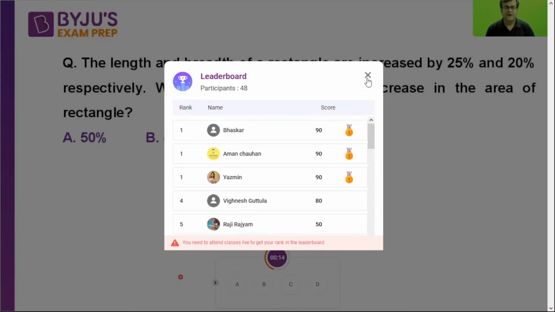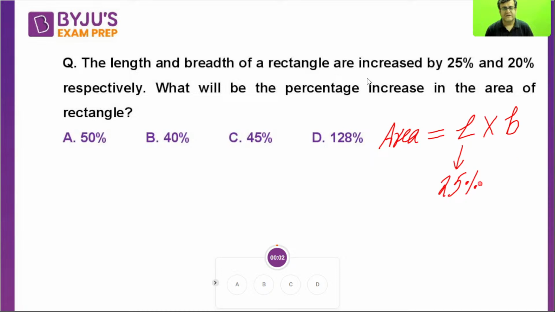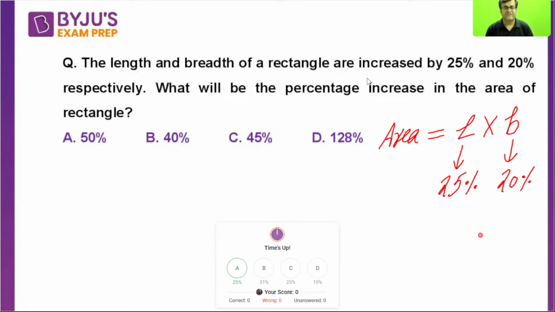A option is absolutely right. Length increases by 25%, breadth increases by 20%. What will be the percentage change in area of the rectangle? First of all, you should understand area of a rectangle is equal to length into breadth. So length increases by 25%, breadth increases by 20%. Okay, point clear? Now what?